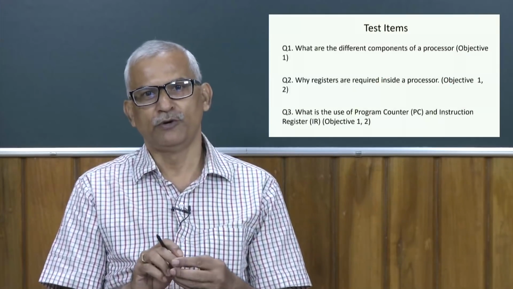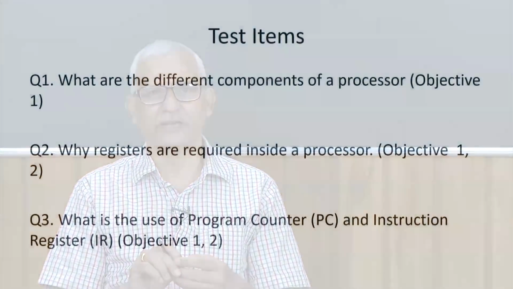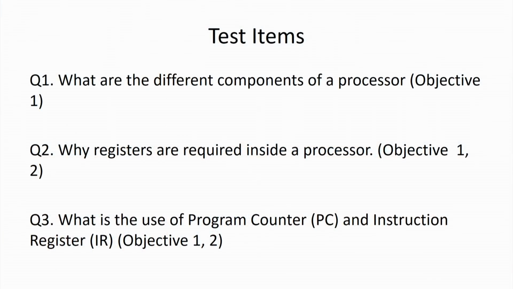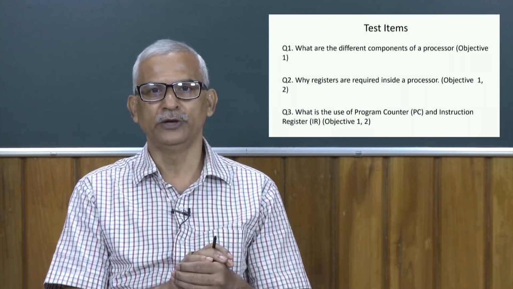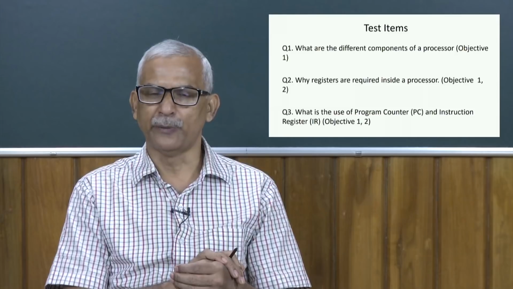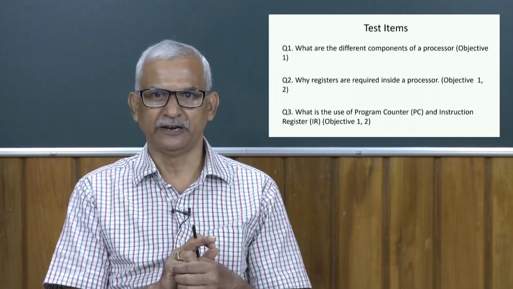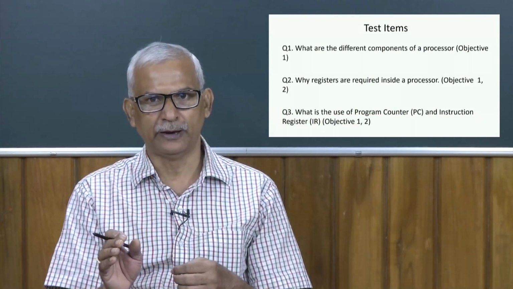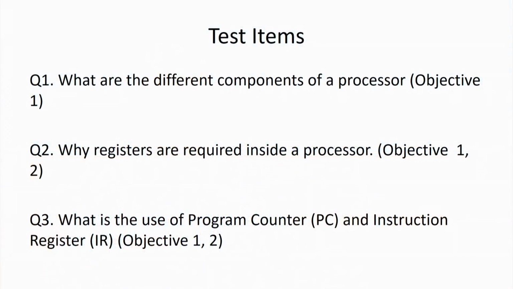Now, just look at some test items for whatever we have discussed today. The first question I have given here is: what are the different components of a processor? I think by now you know all those things, but you do not know the details of how we are going to design it, but at the top level you know it. We have identified some objectives for this unit, and this question is related to objective 1. If you fulfill objective 1, then you will be able to answer this question. So, we have three basic components: ALU, registers and control unit, and they are connected to an interconnection network.